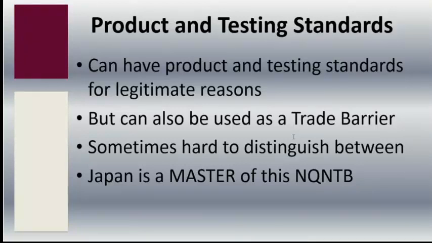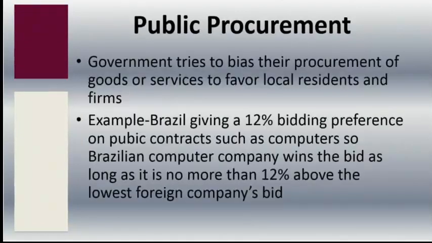Japan does this with skis, snow skis. And a lot of other things. Like I said, they're a master of these NQNTBs, y'all. Japan is just, well, look at World War II. They're just very sneaky. And it continues here. Now, that one's pretty obvious. These might not be so obvious.